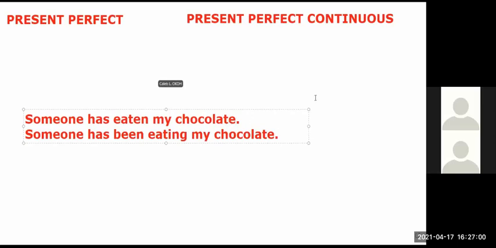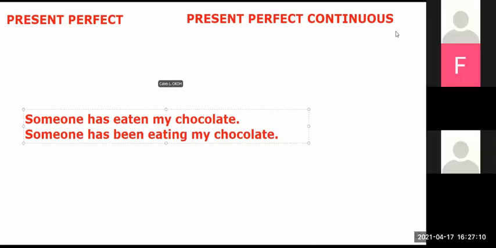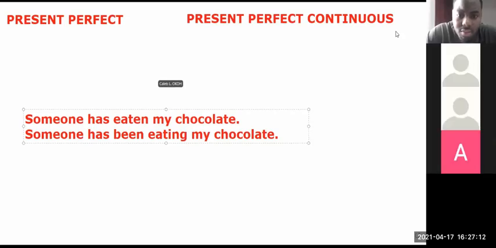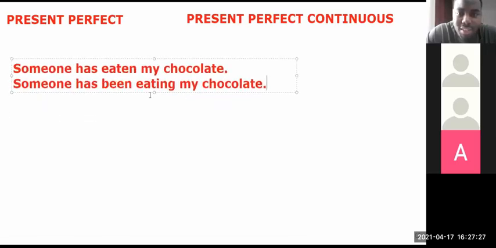Okay, so Zainab, look at these two sentences. Do you think they are the same? And did I lose her? I hope I didn't. Oh, I have lost Zainab. All right. So in these two sentences, what is the difference between them?